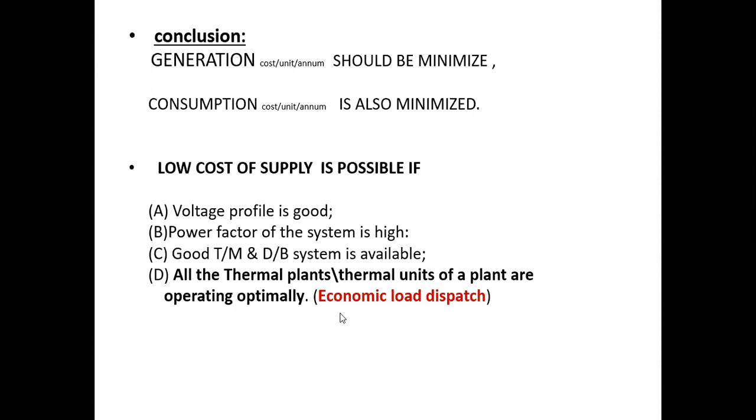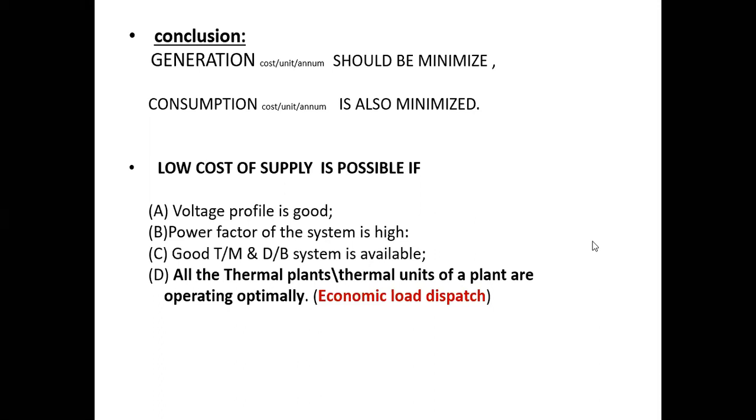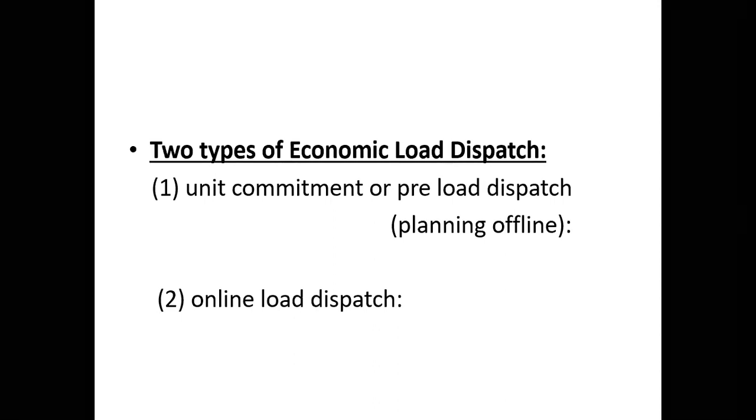That procedure is called economic load dispatch. So basically in this one, 2 types are there. Those are unit commitment or pre-dispatch, and this is also called planning offline. And the second one is online load dispatch. So we have only 2 types of economic load dispatch.